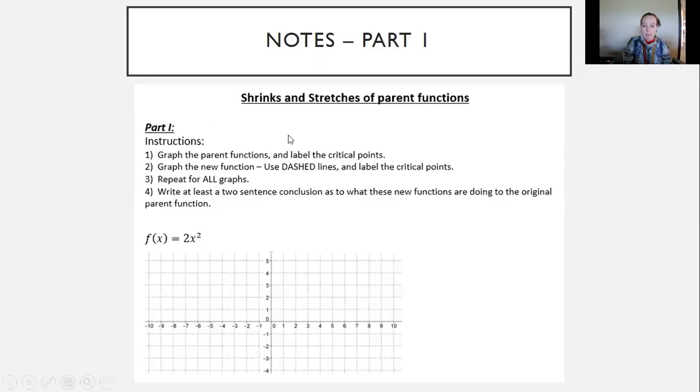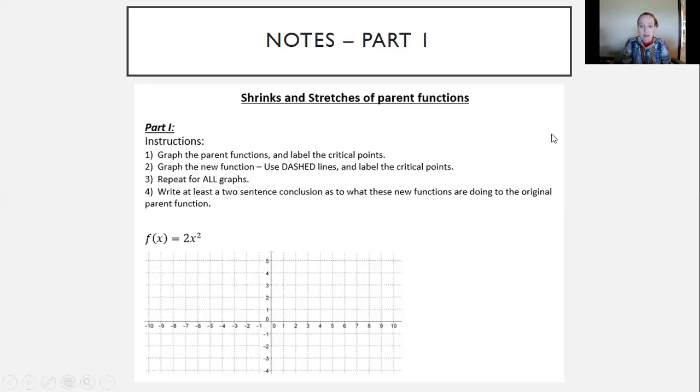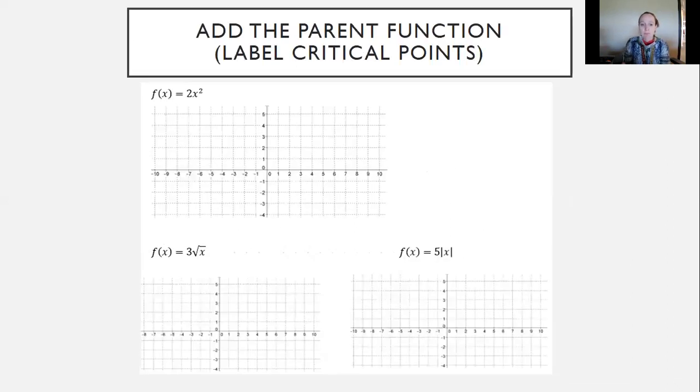We're going to be looking at first notes, part 1. Okay, we're going to be looking at shrinks and stretches of parent functions. Have your note packet out in front of you. Everything is going to be the same. We're going to start with the parent function, and then in another color, you're going to graph the new function. So everything so far is the same as all the other notes.